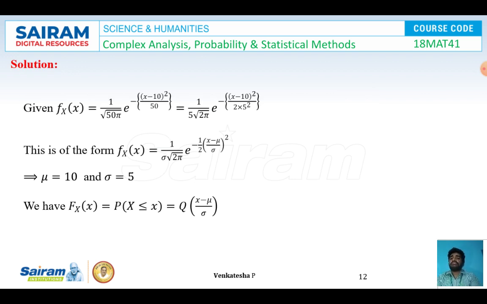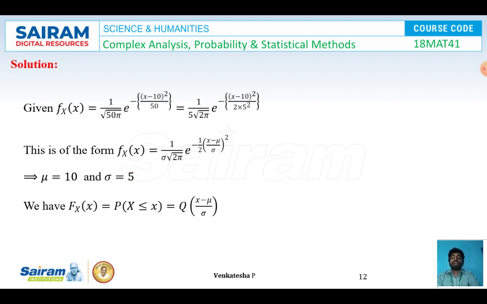The given function is 1 by square root of 50 pi e power minus of x minus 10 whole square by 50. So it will be equal to 1 by 5 into square root of 2 pi. Expanding 50 pi as 25 into 2 pi, it will become 5 into square root of 2 pi e power minus of x minus 10 whole square by 2 into 5 square. Expanding 50 as 2 into 25, it will be equal to 2 into 5 square. We can take the equation 1 by sigma into square root of 2 pi e power minus 1 by 2 into x minus mu by sigma whole square as the PDF of the normal distribution. By comparing both the equations, we can find mu is equal to 10 and the standard deviation is equal to 5.